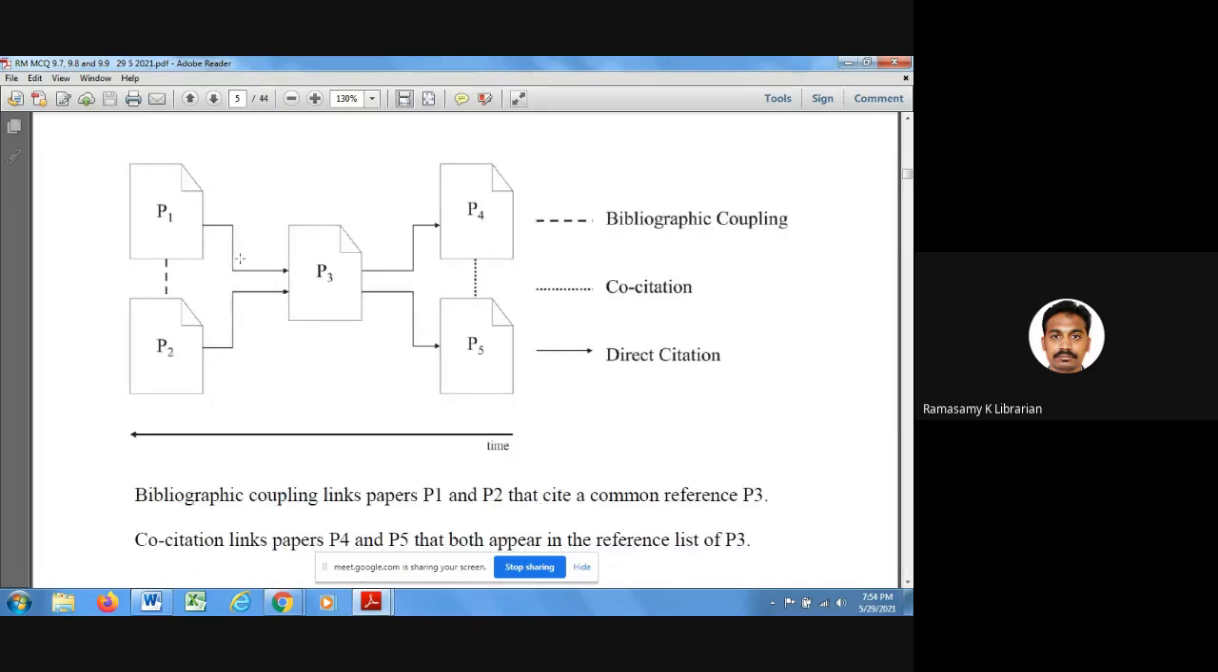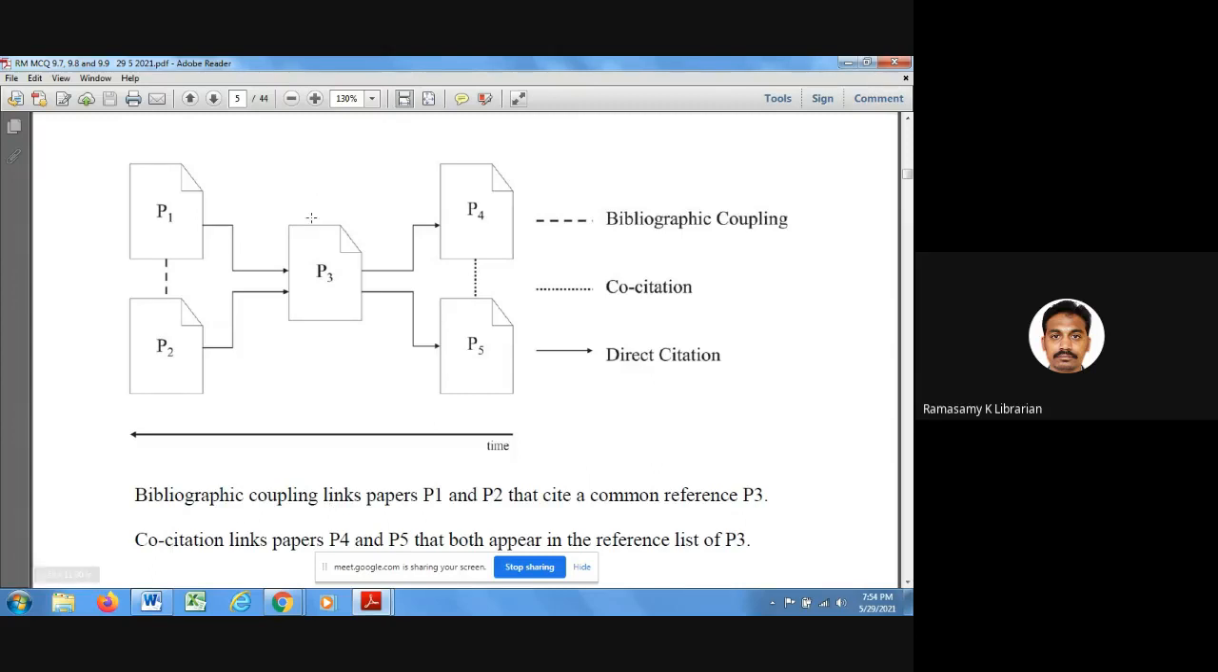See, for example, there are 2 papers, P1 and P2. Okay. So P1 cites P3, P2 cites P3. That is, paper P3 is found in the list of references of P1 and P2. So both P1 and P2 are quoting or referring to P3. So P1 and P2 have bibliographic coupling. Clear? Fine. What about co-citation?